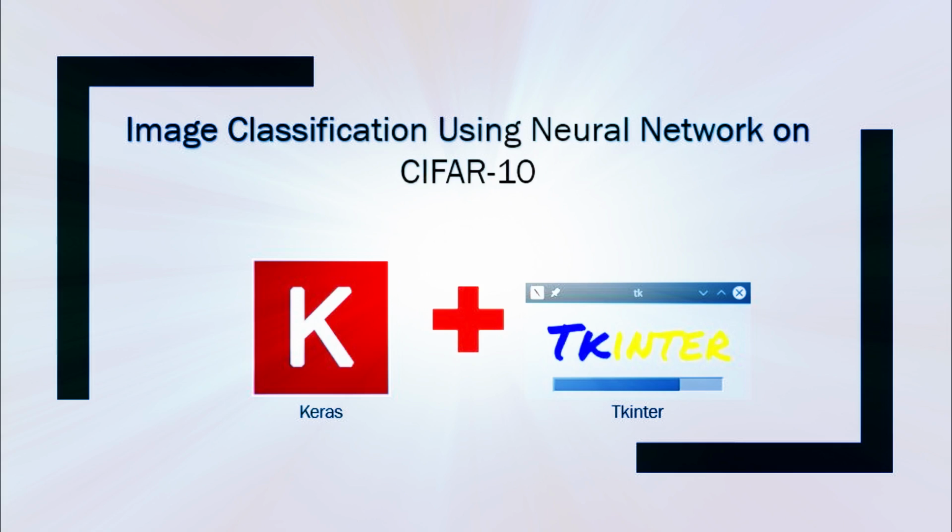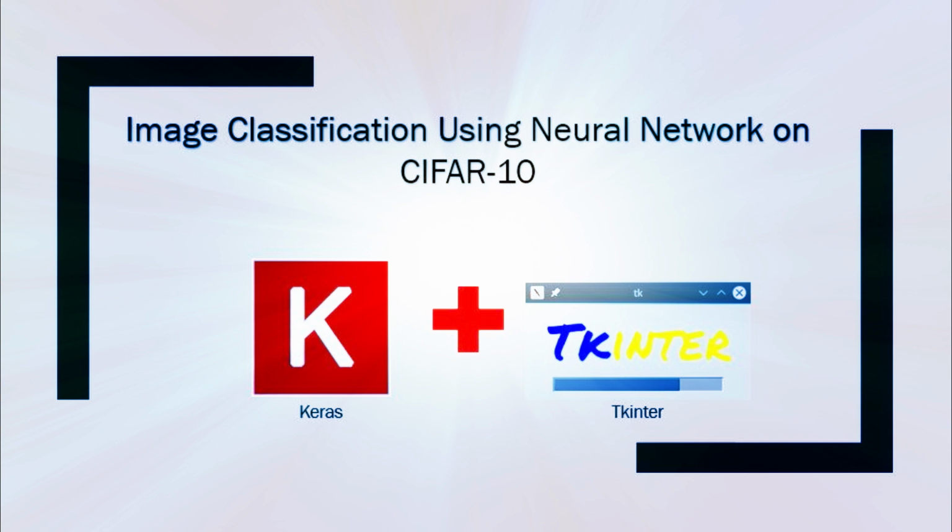So in the previous video we have created our model for image classification using CIFAR-10 Dataset. Now coming to the next part, in which we are going to create the GUI application for the same, that is that image classification neural network model. So now for that I am going to use Tkinter.